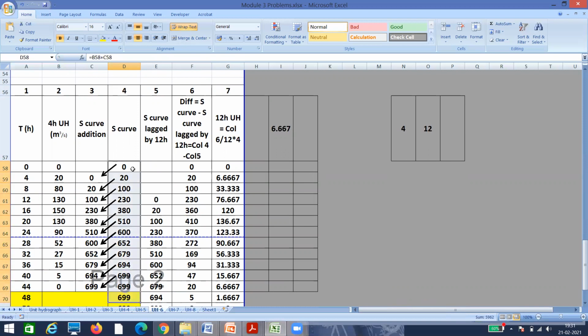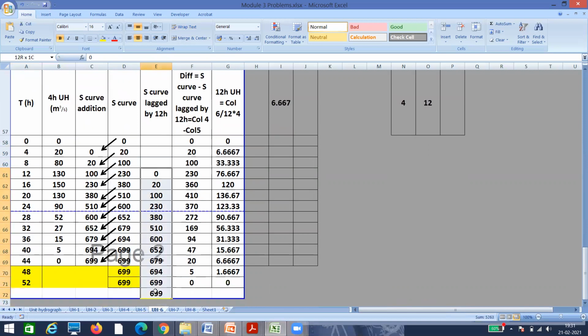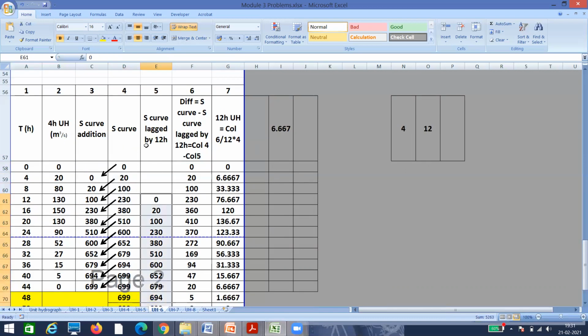The same thing I'll copy, but I'll be lagging it by 12 hours. So here is 12. I'll be taking all these ordinates and lagging them by 12 hours. And then I'll find the difference between the S-curve and the S-curve lagged by 12 hours. Why am I lagging it by 12 hours? Because I'm converting 4 to 12.